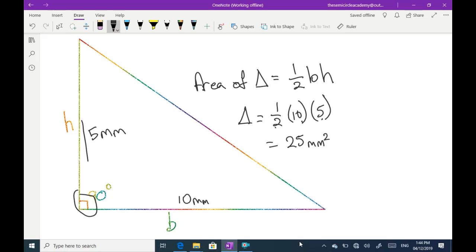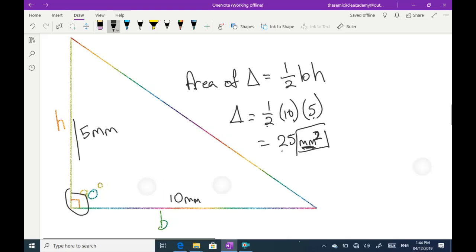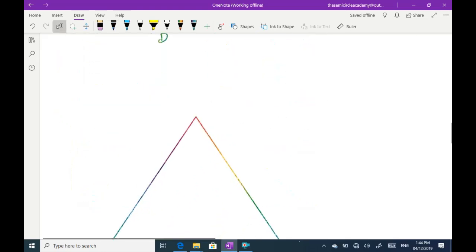And because we're talking about area, it is going to be squared, yeah? So not the 25 is squared, the actual unit millimeters will have a power of 2 on it, yeah? So please always remember the square in the unit.